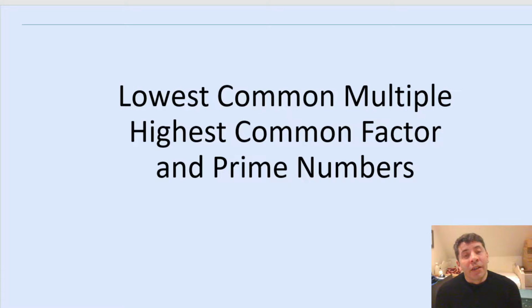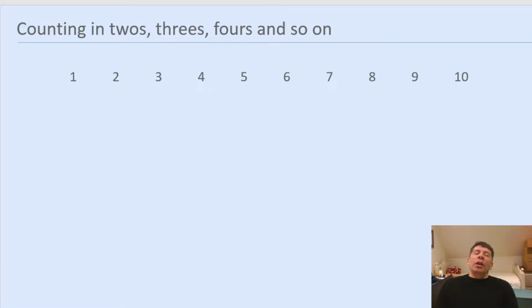I'm Simon. Today we're going to look at lowest common multiple, highest common factor and the prime numbers. We're going to start by counting in twos. So we can all count in ones. 1, 2, 3, 4, 5, 6, 7, 8, 9, 10.